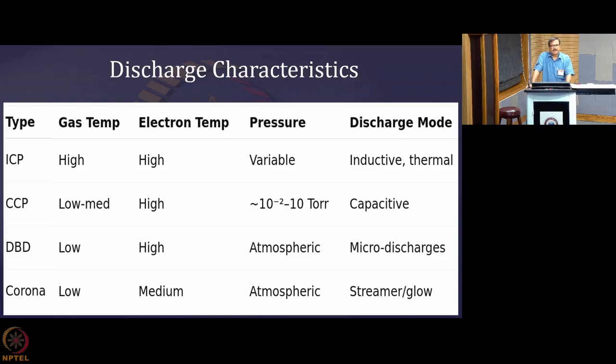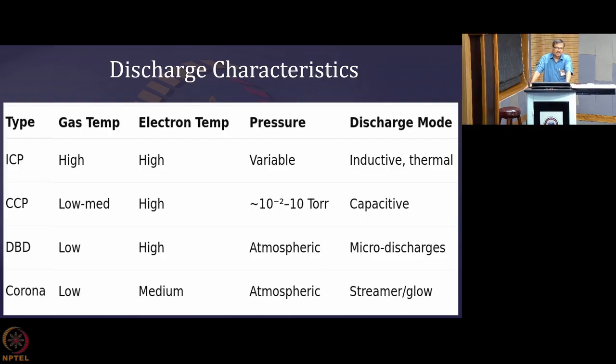And then it can operate at atmospheric pressure. That is another advantage of DBD devices. The discharge goes through micro discharges. And finally, the corona: the gas temperature is low, electron temperature is medium, it is not very high. It also can operate at atmospheric pressure, and the discharge mode is streamer or glow.